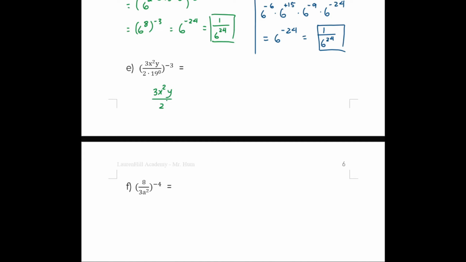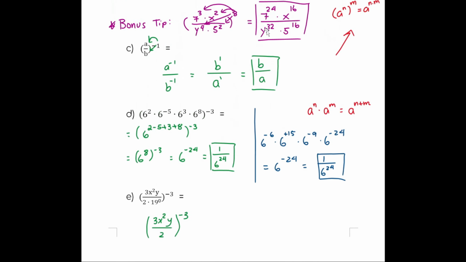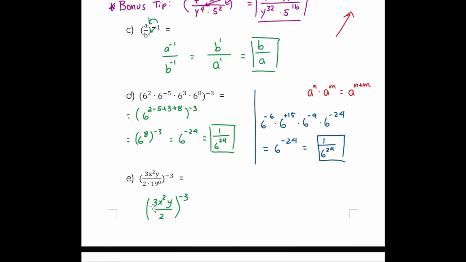So 2 times 1 is just 2. So we'll just get rid of that 19 to the 0 right away. We've got this. Now, this is kind of like this bonus tip here, right? There's no addition, there's no subtraction. Okay, all we have here is multiplication and division.